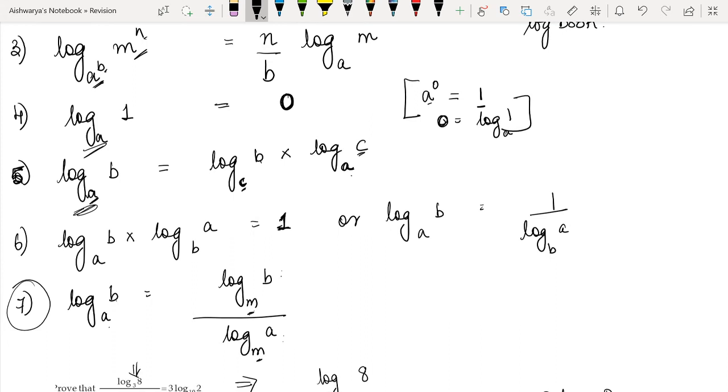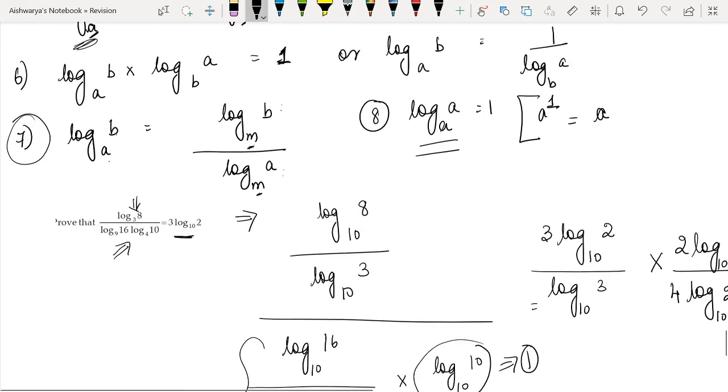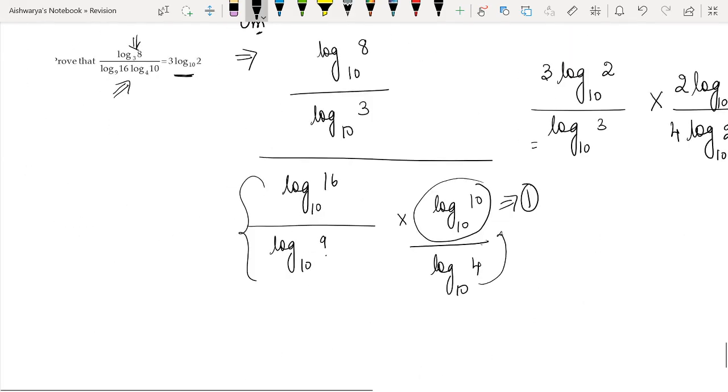Eighth one: log a base a is 1. This flows from the property that a power 1 is equal to a, right? So log a base a is 1. Okay, so log 10 base 10 is 1.